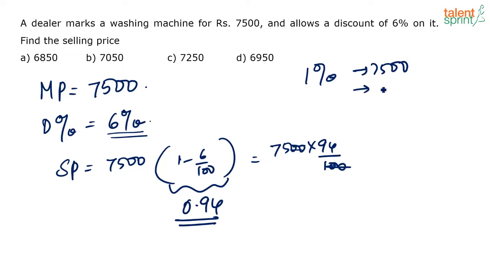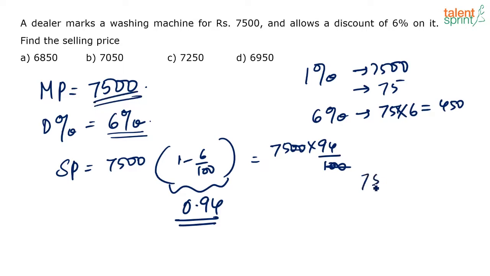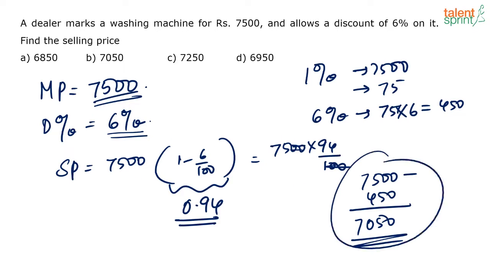What is 1% of 7,500? It is 75. Correct. Now what is 6% of 7,500? It is nothing but 75 into 6. That is 450. So from the 7,500, I have to reduce 6% of the value of the article. That is my answer that I am looking at. That's all, this is what we did. That is the same answer that you get here also. So this is one way in which you can do the calculations faster.